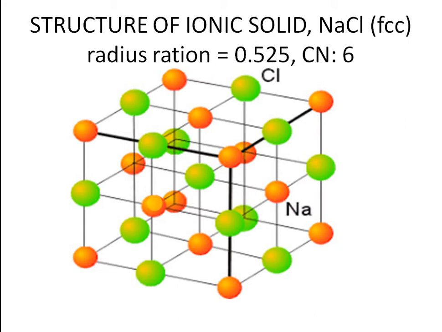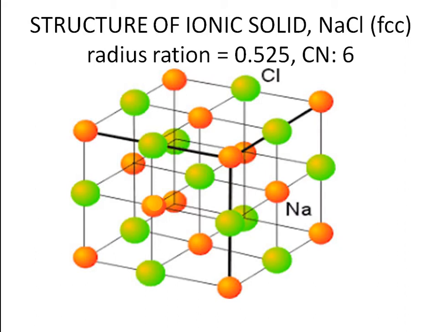And what about green? Green is 1 by 4 into 12. And 1 is in the center also. So 3 plus 1, 4. So it means to say that chloride ions are present at the center of the edges and in the body center, and sodium is present at the corners and at the faces.